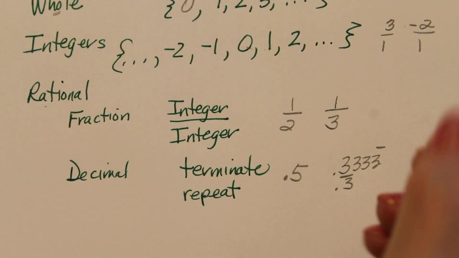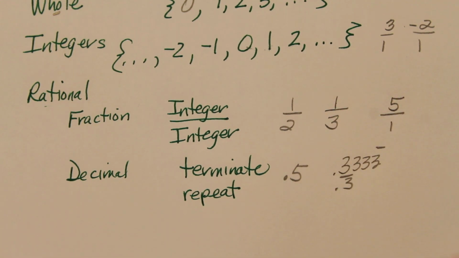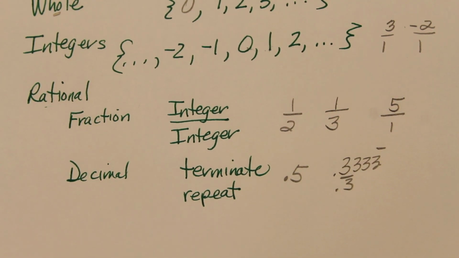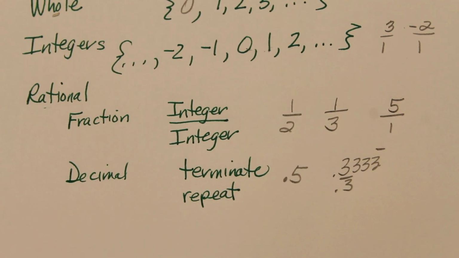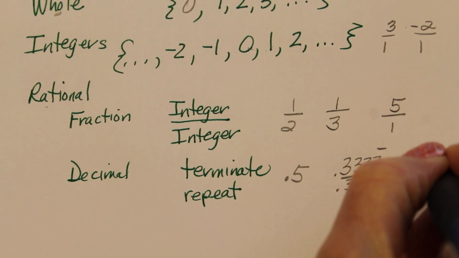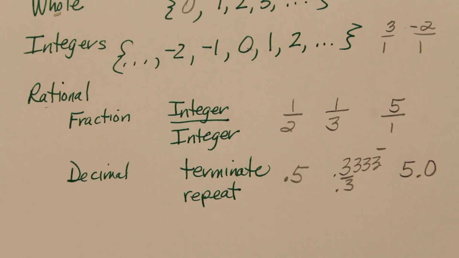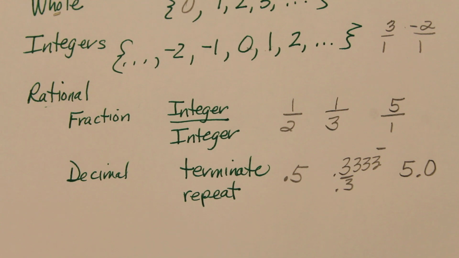And just as a reminder, let's say I had 5 over 1. That's really the integer 5, but if I wanted to write it as a fraction, it would be 5 over 1. And if I had to write it as a decimal, it would be 5.0 with no numbers other than 0 after the decimal place. So those are your most common numbers.